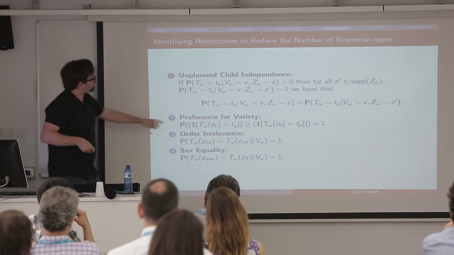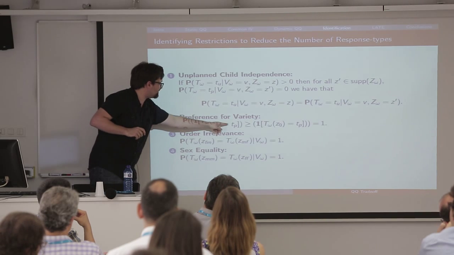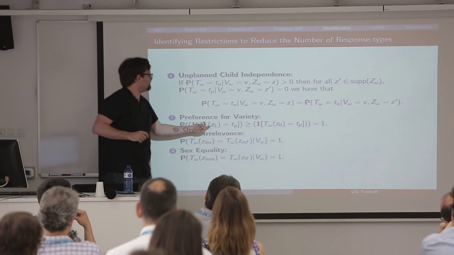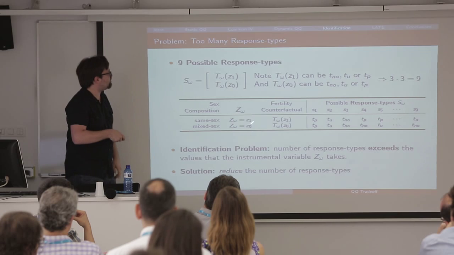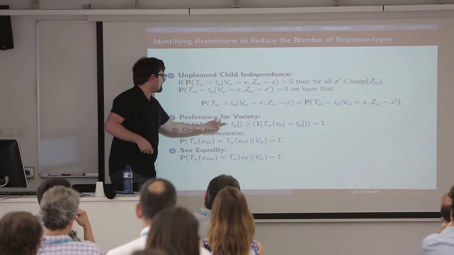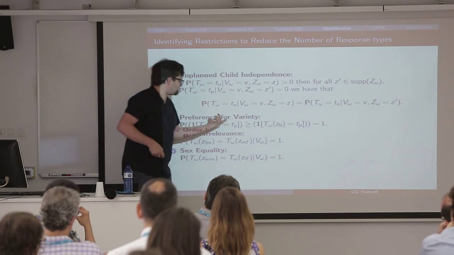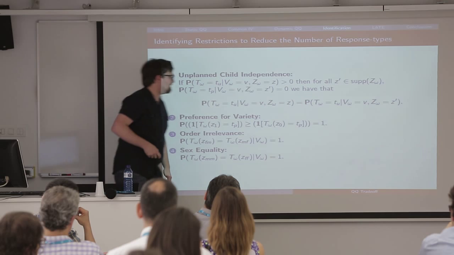So preference for variety is the standard assumption. For sure, you're going to have a planned kid when you get Z1, the same sex, as opposed to Z0, mixed sex. So when you get Z1, a planned pregnancy when you get same sex is much more likely than when you have mixed sex.